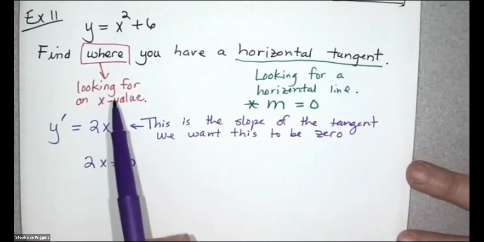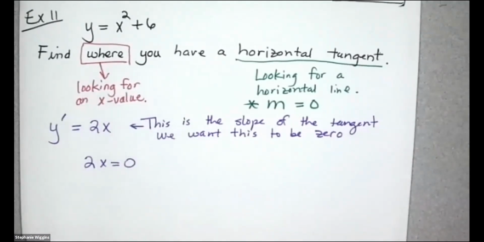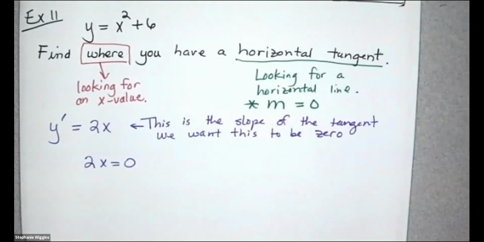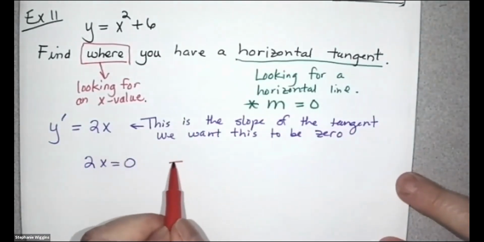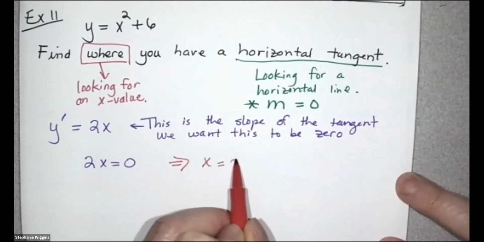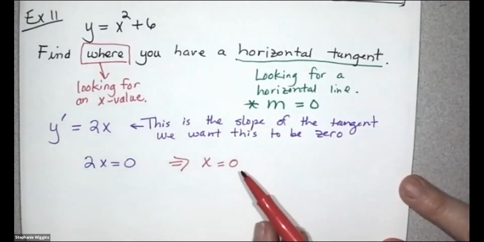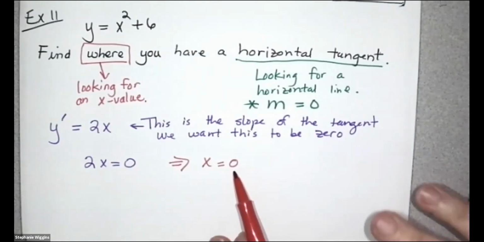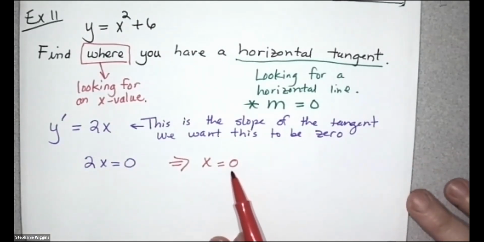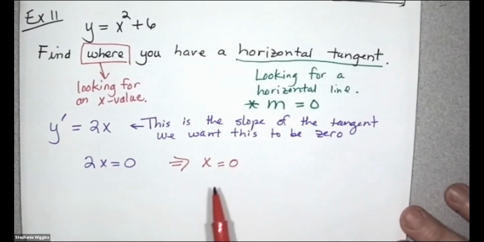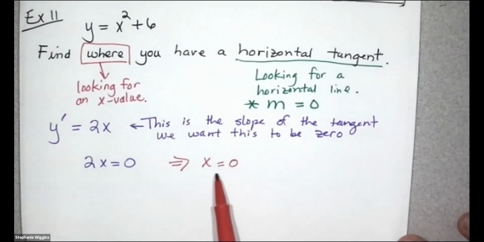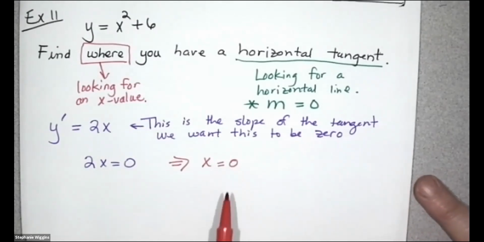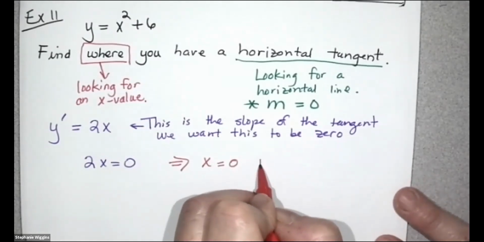Well, remember, we're looking for an x value, and we know that 2x equals 0, so what is x? Well, it just means that x has to equal 0. So this is where we have a horizontal tangent, and typically they might ask for x equals 0, but they typically want a point. So once you find x, you just plug in 0 to find y.